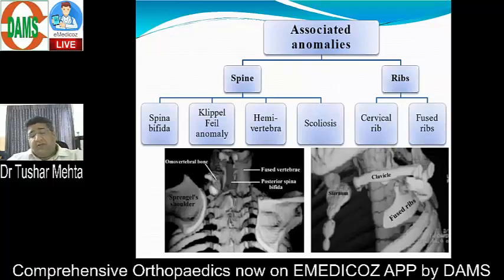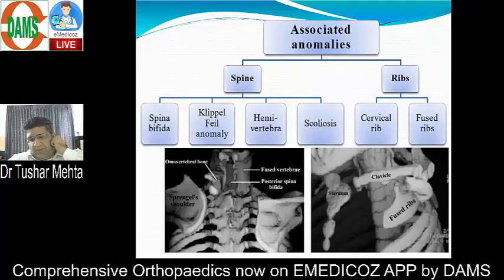Now, as far as the spine is concerned, in the majority of cases, you might observe spina bifida. But one hell of a deformity, we will talk about that also. Slight discussion will be there in one of the slides. Klippel-Feil syndrome. Then hemivertebra can happen. Then scoliosis is one of the common associations. These are the associated issues, whether spine or ribs. Ribs, you will have a cervical rib or a fused rib. Spine, you can have a neural tube defect, you can have hemivertebra, you can have scoliosis, you can have Klippel-Feil anomaly.